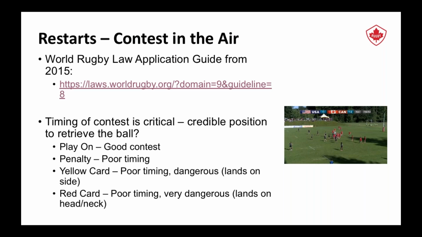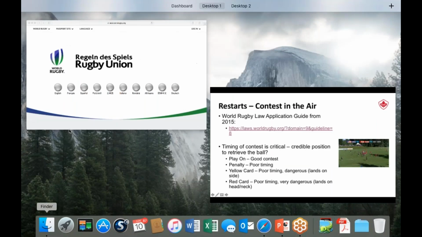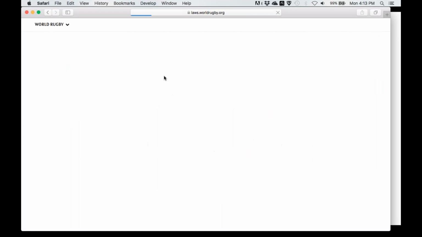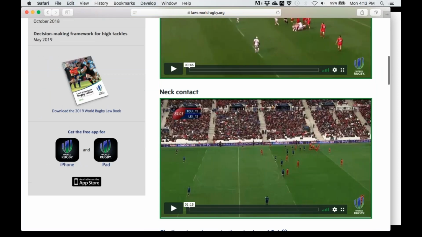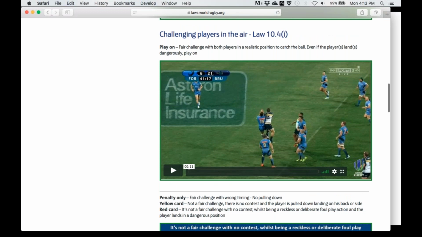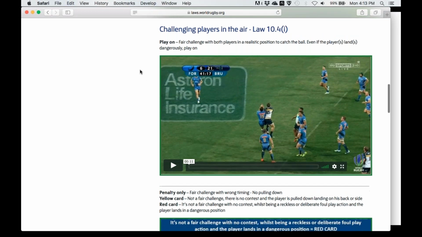So I think that website is up and running. So let's go here. Right, so what World Rugby has done here is just given us some examples of where's a play on, where's a yellow card, and what's a red card, and a penalty only. So we'll look at a couple of issues, a couple of things.